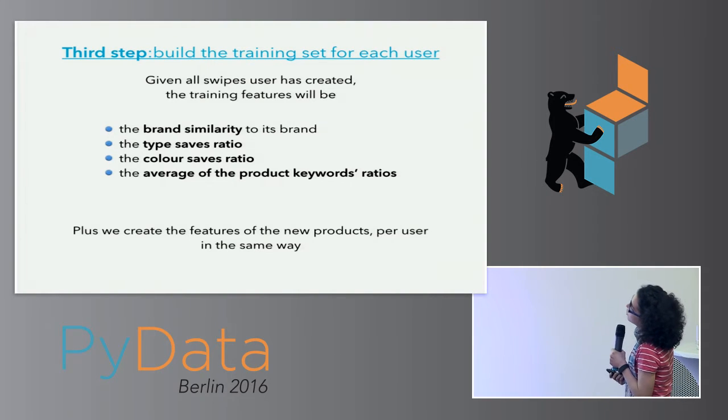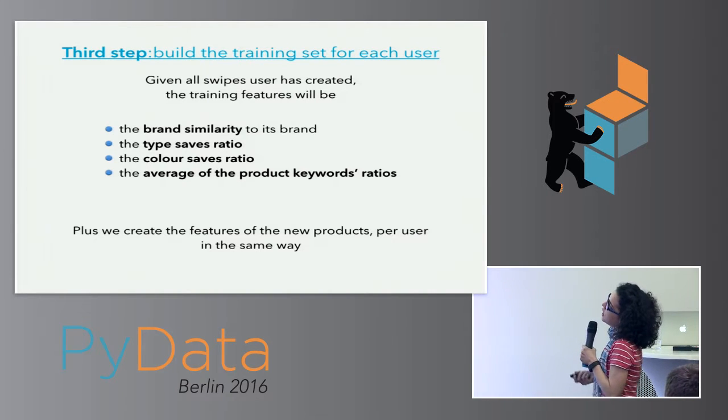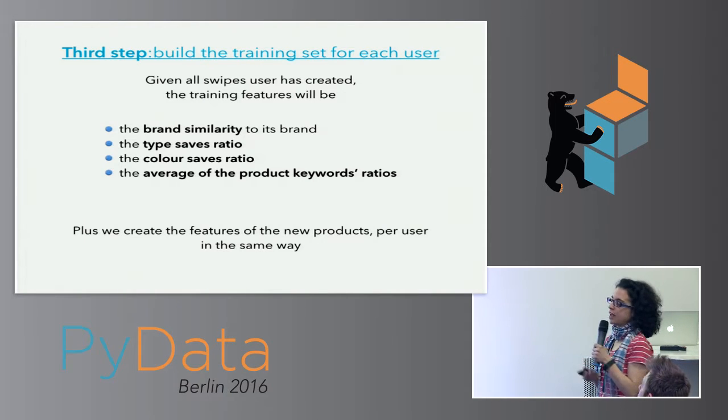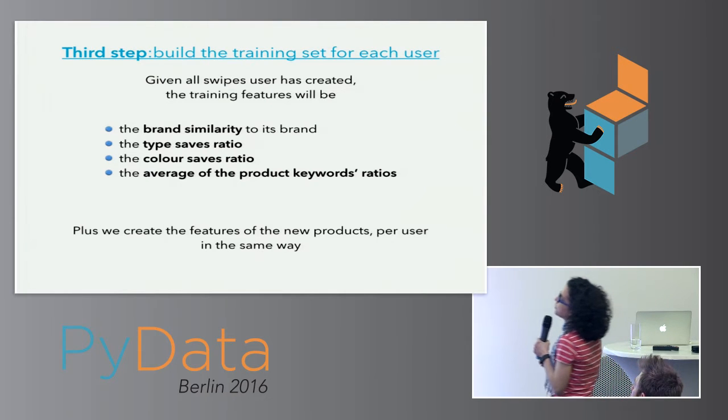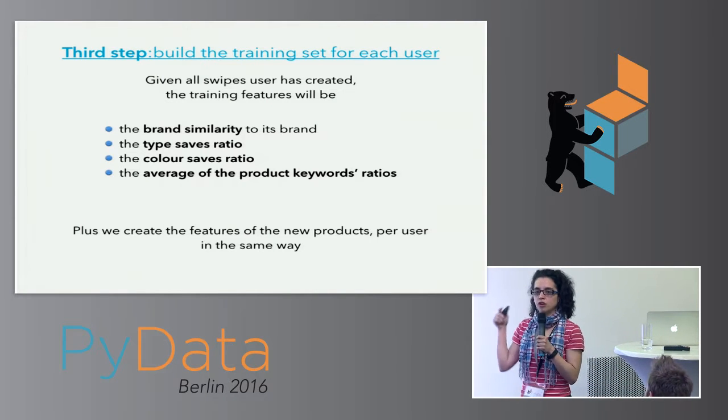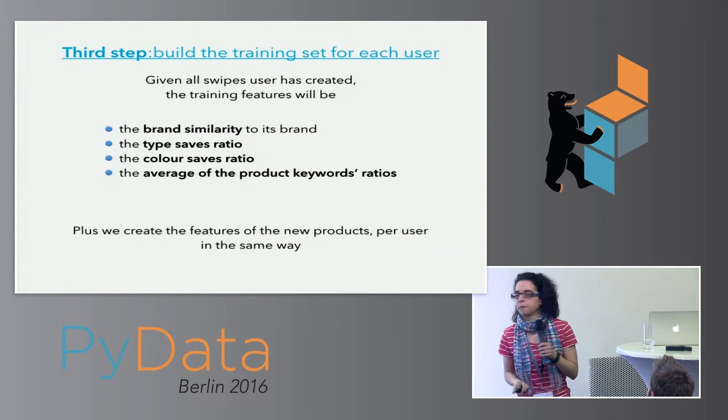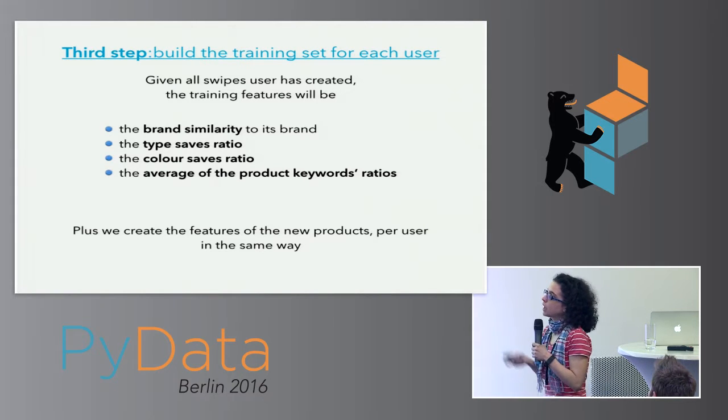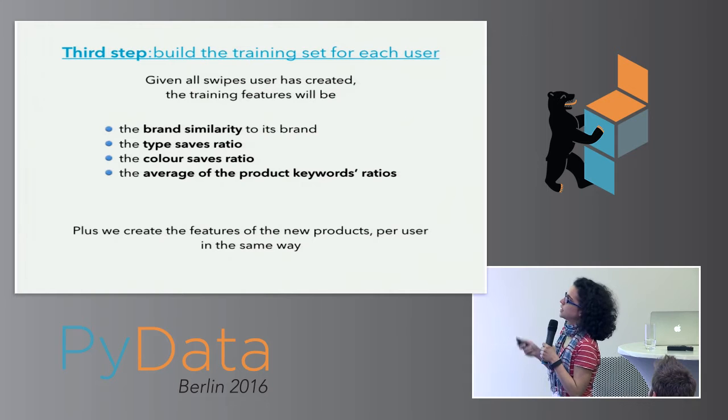Third step is actually to build the training sets for users. So we cram all this together. Given all the swipes that the user has created, we use the brand similarity again, as a cosine similarity, the type saves ratio, the color saves ratio, and we compute an average of the ratios of the keywords for that product. At the same time, this will be the training set for user, given the swipes he has created.